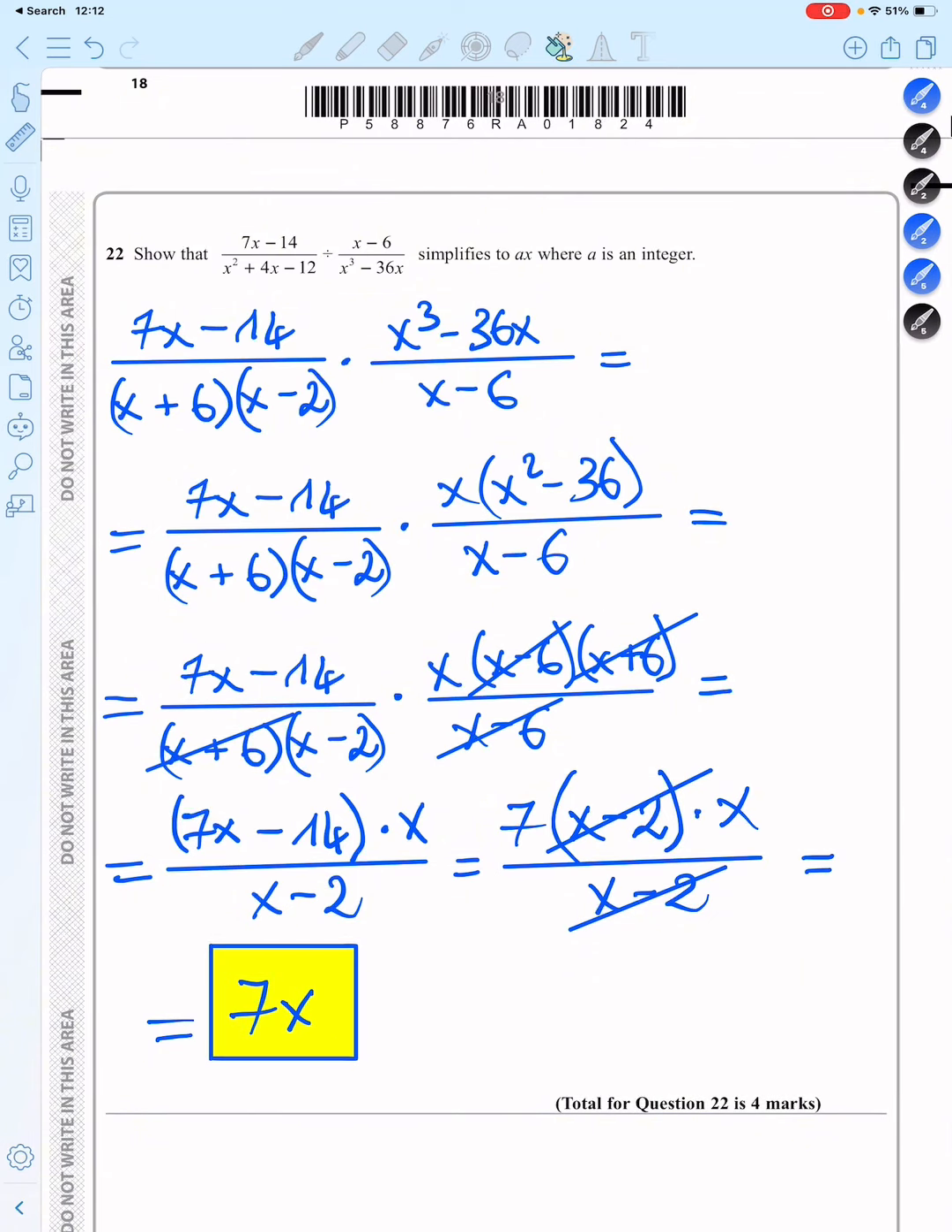And as you can see, this simplifies to ax, where a is 7, which is an integer, right? And that's our final answer.